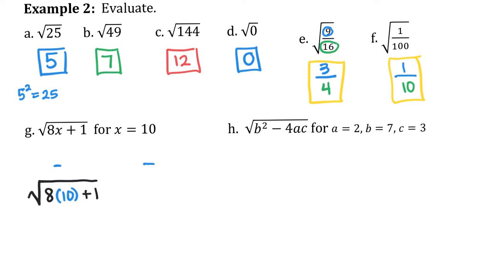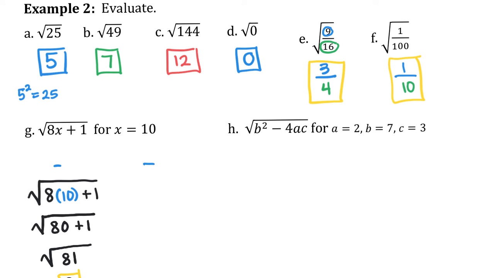Okay, inside the square root, I have 8 times 10 plus 1. I need to evaluate this part first. The square rooting is going to happen last, and I'm going to follow order of operations. So 8 times 10 plus 1, I need to multiply first. 8 times 10 is 80, and then I will plus 1. The square root of 80 plus 1 is 81. Now that I've finished everything inside the square root, that's called the radicand, I'm going to square root the 81. The square root of 81 is 9. So my final answer is 9.